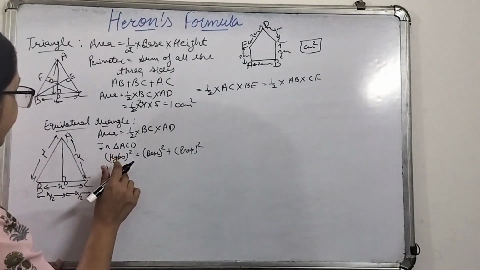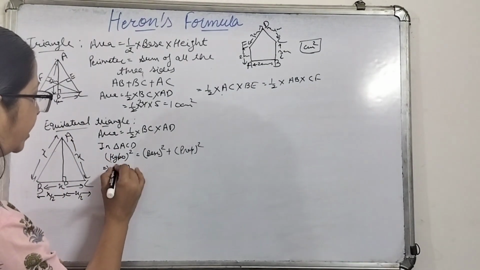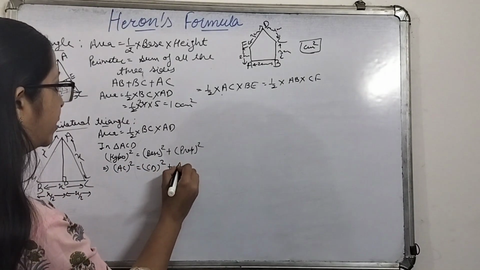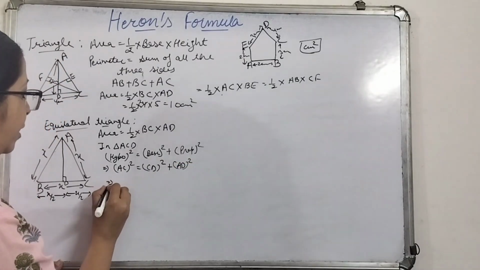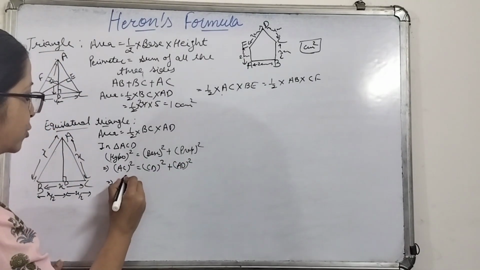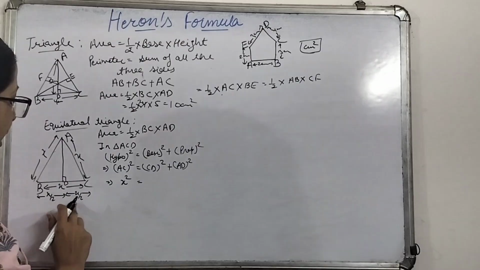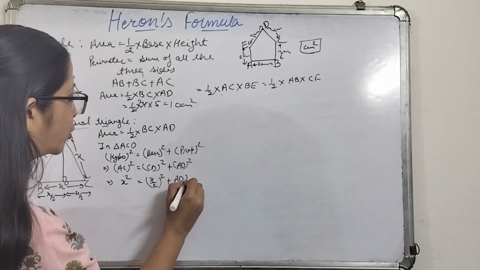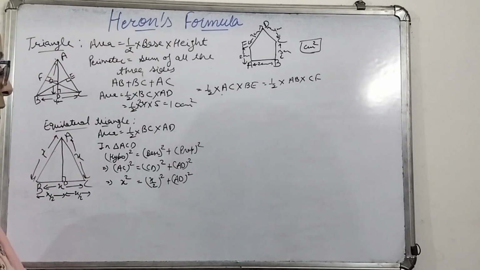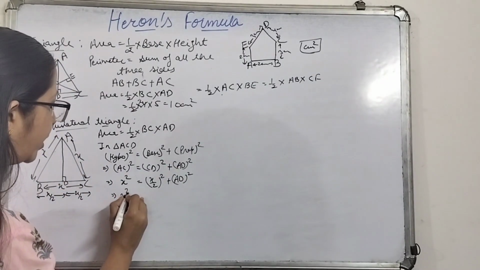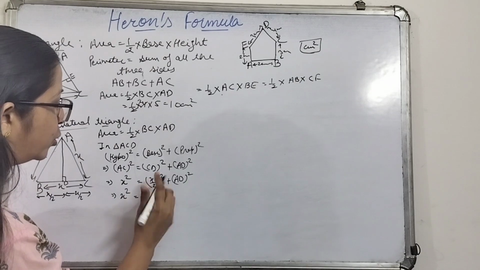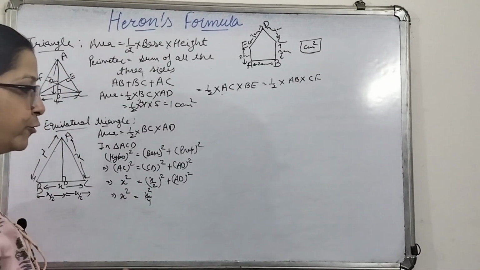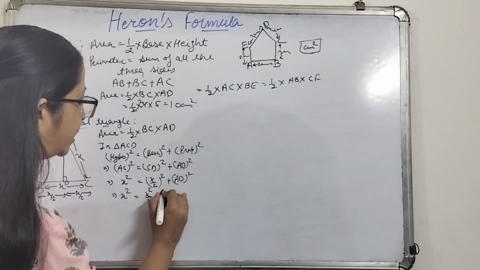So we will say that AC square, that is your hypotenuse, is equivalent to CD square plus AD square. The value of AC we have assumed to be x, so it is x square. CD will be half of x, that is x by 2, square of that, plus AD square. We have to find the value of AD from here. So x square is equivalent to x by 2 whole square, which is x square by 4, plus AD square.